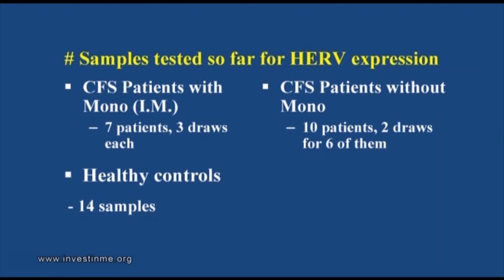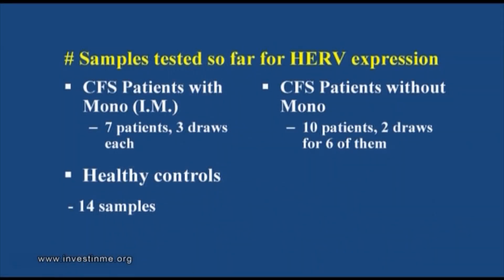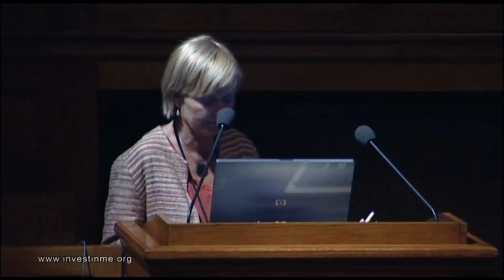So the numbers of samples which we have tested so far, we have done 7 patients which had mono. From these 7 patients, we have 3 bleeds, so that's 21 bleeds. I know this is very, very low numbers, but when you look at the data, it's actually surprising what we could already see from this. We have 10 patients which did not have mono, and from 6 of these, we have a second row, but not a third row yet. And then for healthy controls, we have 14 just random people.